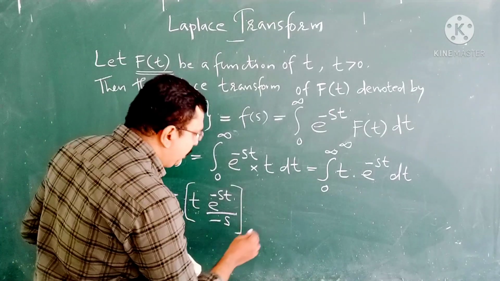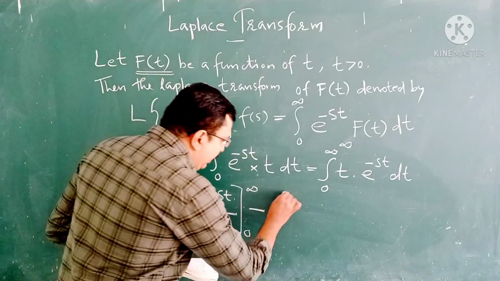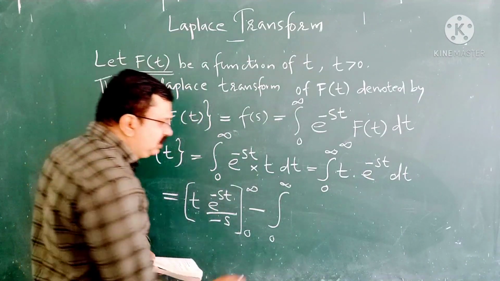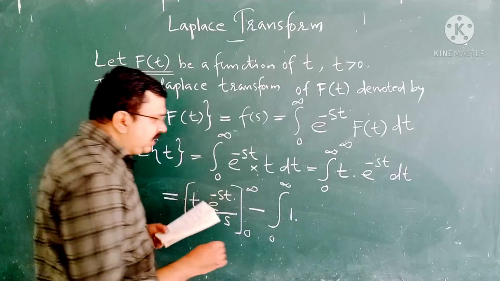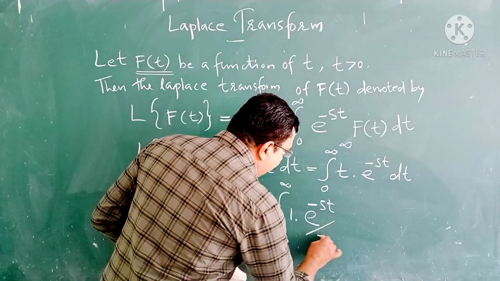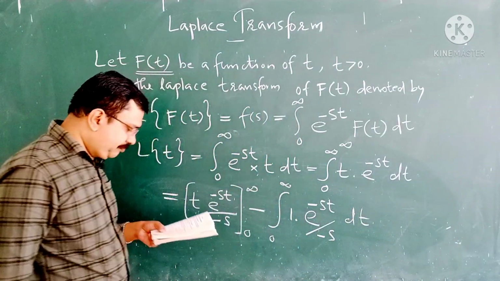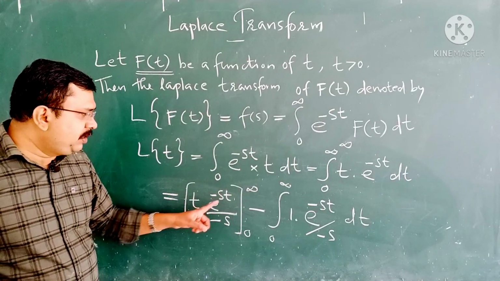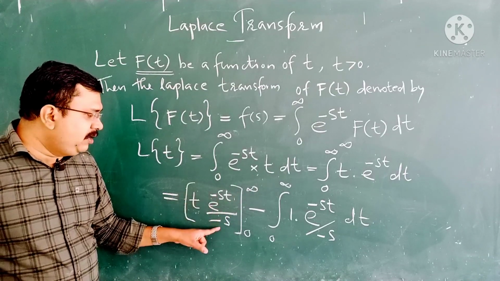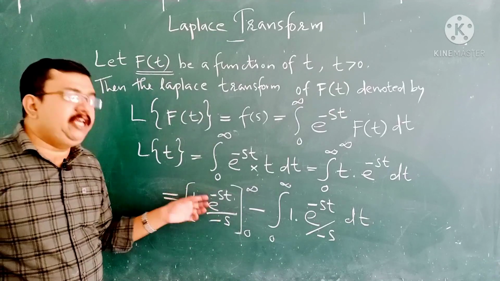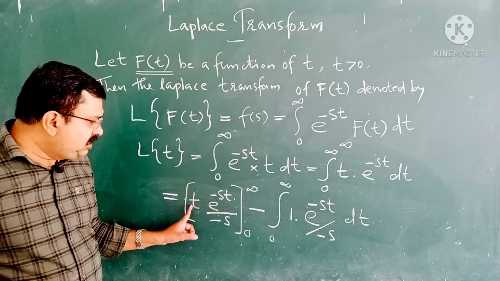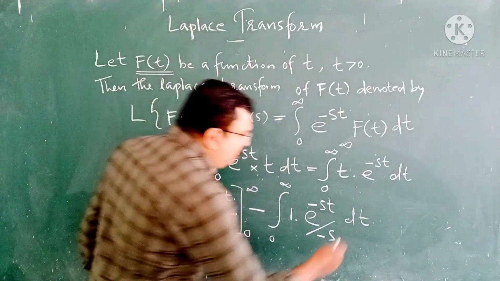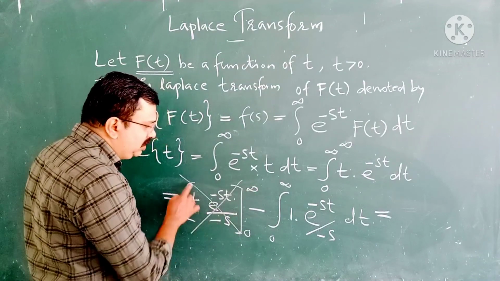Here we can apply the upper and lower limits, 0 to infinity, minus the integral from 0 to infinity of the derivative of t, which is 1, into the integral of the second one, e raised to minus st by minus s, dt. Then first you may replace t with infinity: e raised to minus infinity by minus s, that is 0, minus 0. Minus, second, t is replaced by 0, therefore the two terms of this function are 0, so the final answer will become 0. This term is vanishing.